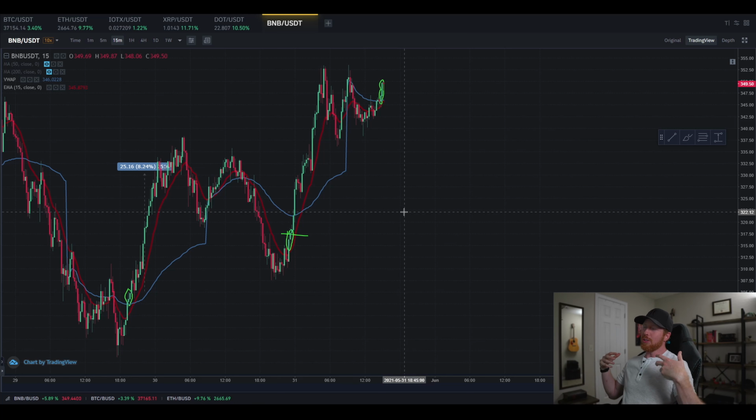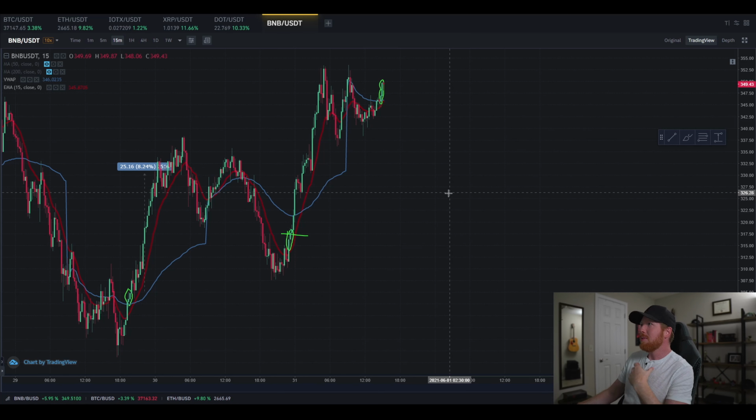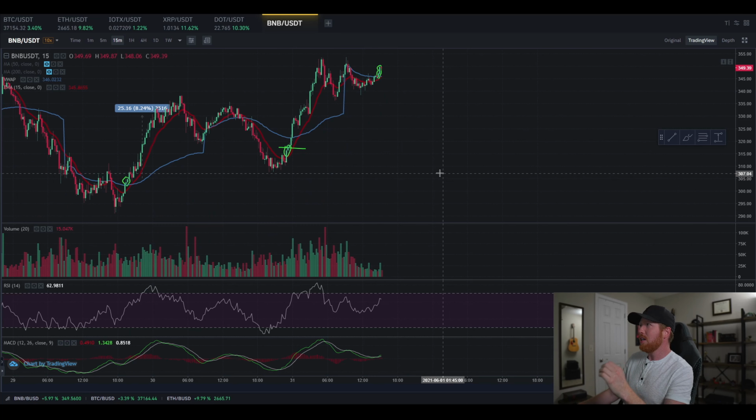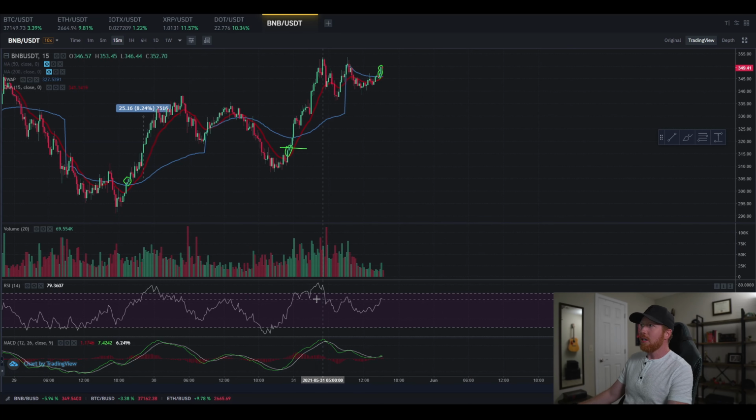So just big picture, that's kind of what I'd recommend utilizing on this here. I'll say that time and time again in all my charts, but these are my favorite indicators. Another thing to note as well is the RSI.